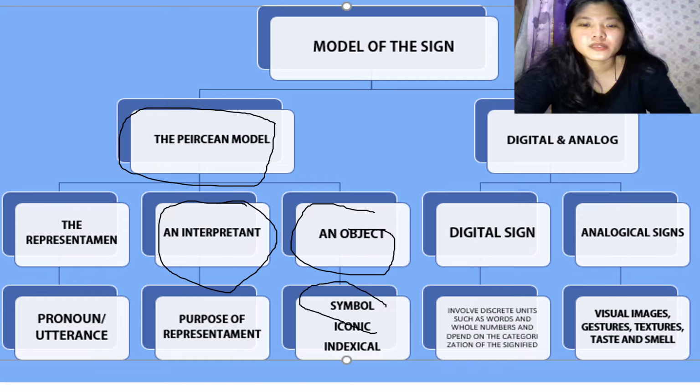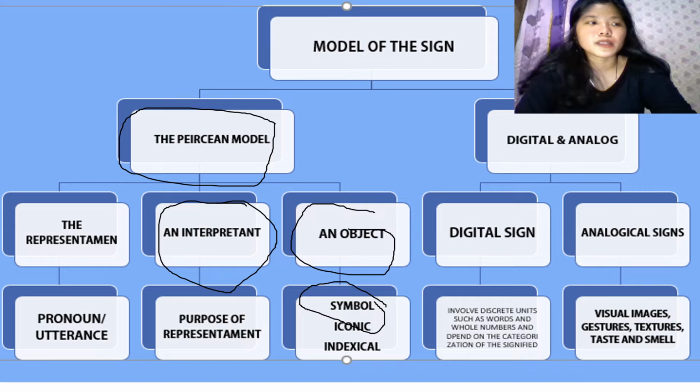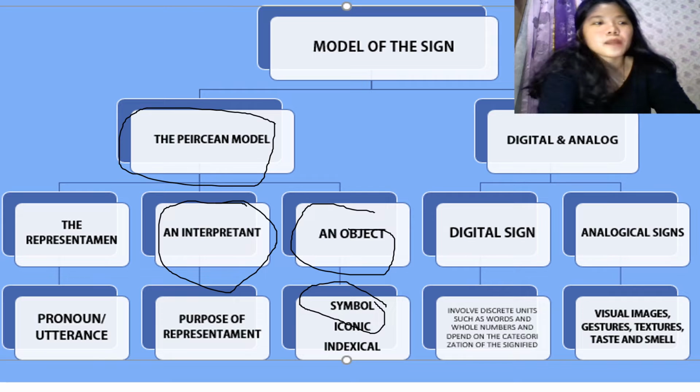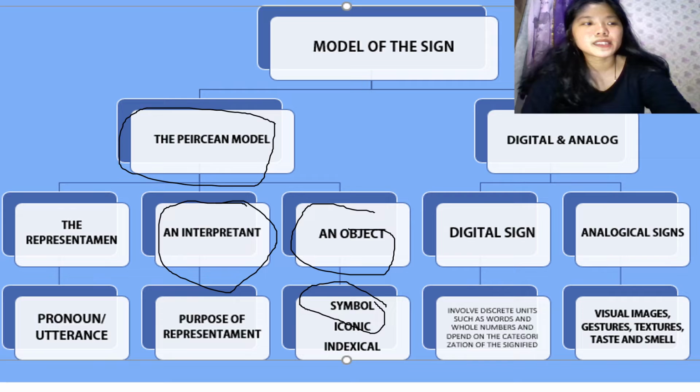The symbolic mode in which the signifier does not resemble the signified but which is fundamentally arbitrary, or conventional, so the relationship must be learned. Examples include language in general, specific languages, alphabetical letters, phrases and sentences.